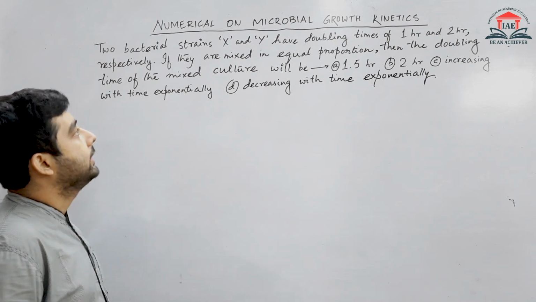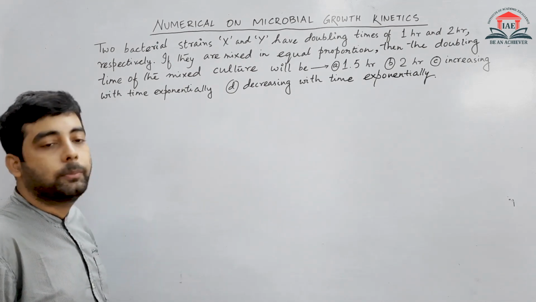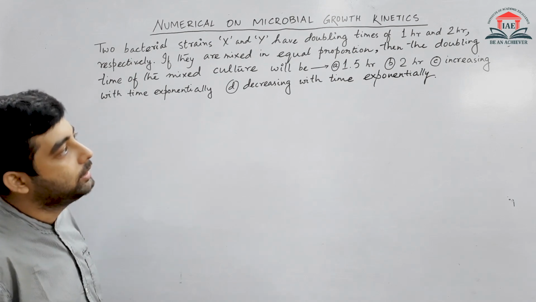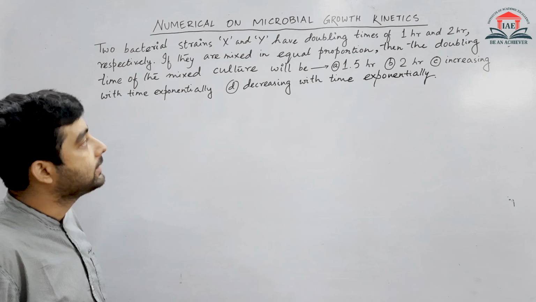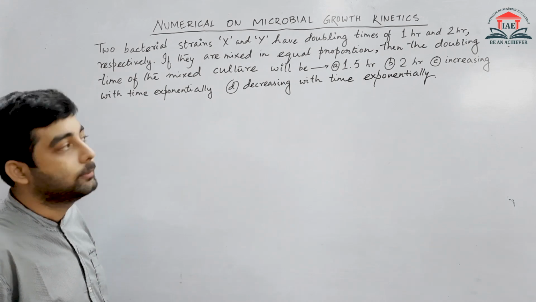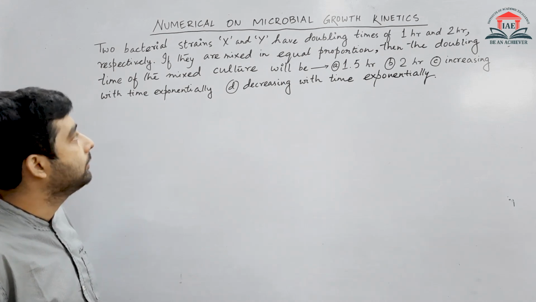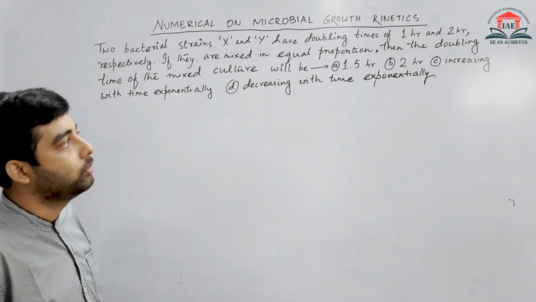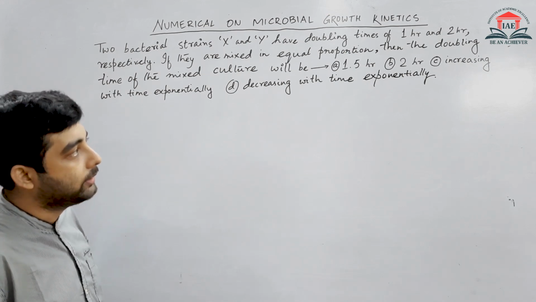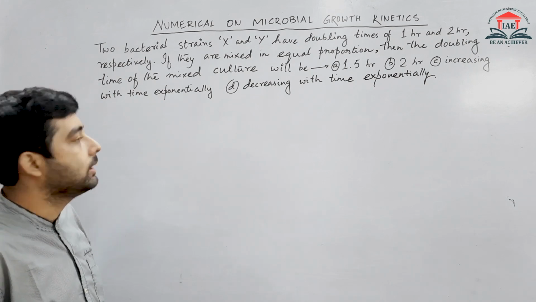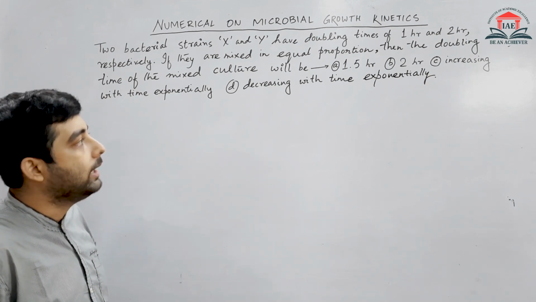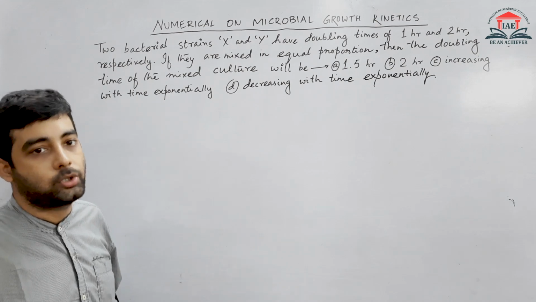Two bacterial strains X and Y have doubling times of 1 hour and 2 hour respectively. If they are mixed in equal proportion, then the doubling time of the mixed culture will be 1.5 hour, 2 hour, increasing with time exponentially, and decreasing with time exponentially.